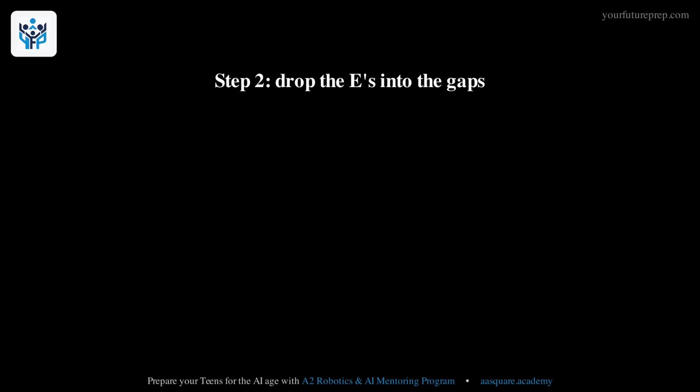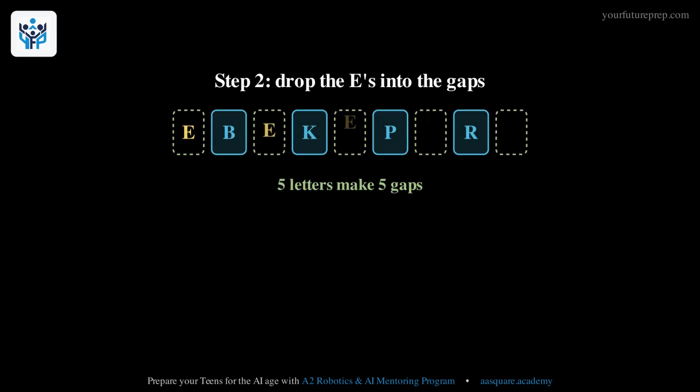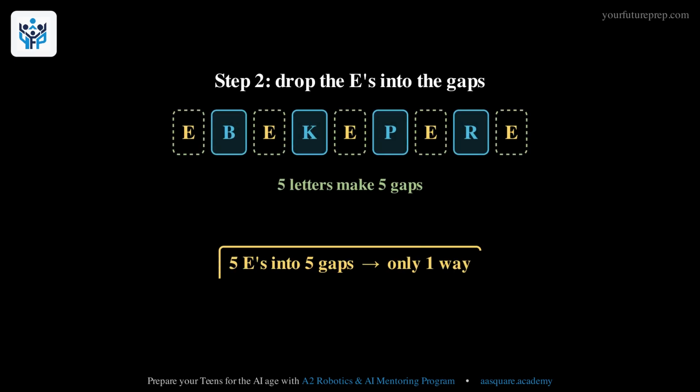Now here's the clever part. Once the 4 letters are placed, they create 5 gaps, 1 before each letter and 1 after the last. If we drop an E into a gap, no two E's from different gaps can touch. We have exactly 5 gaps and exactly 5 E's, so there is only one way to fill them. Put 1 E in every gap.